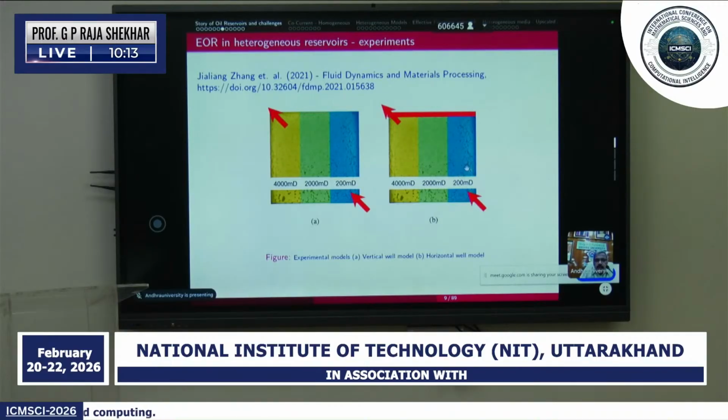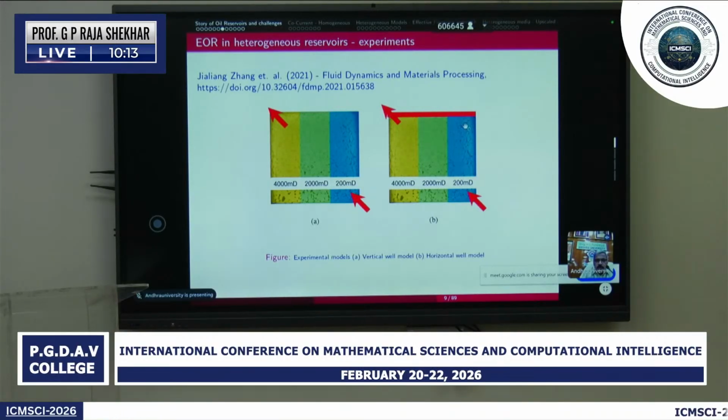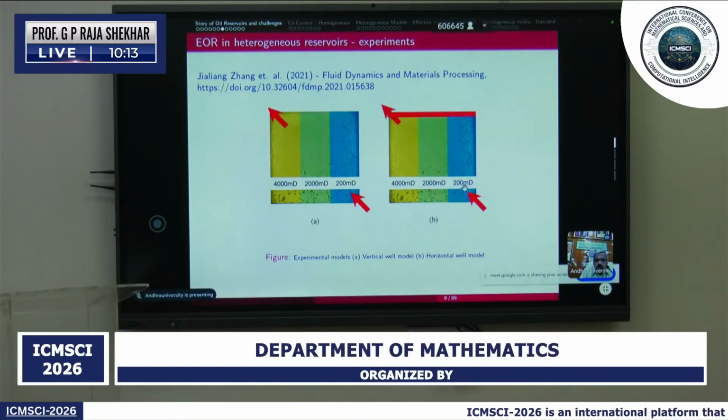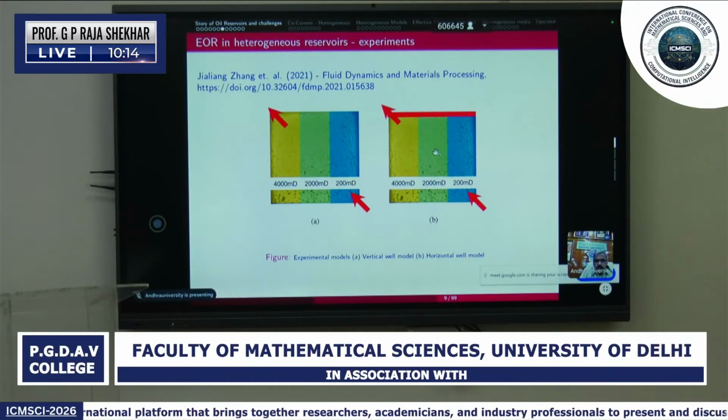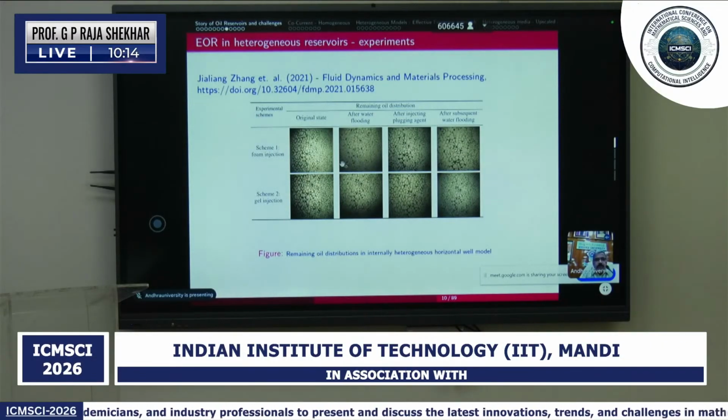Each block is homogeneous with a permeability of 200 millidarcy. So three blocks are kept aside with a different varying permeability. The entire block is now heterogeneous because the permeability is varying with space. Okay. So these colleagues have done some experiments using foam injection and gel injection.